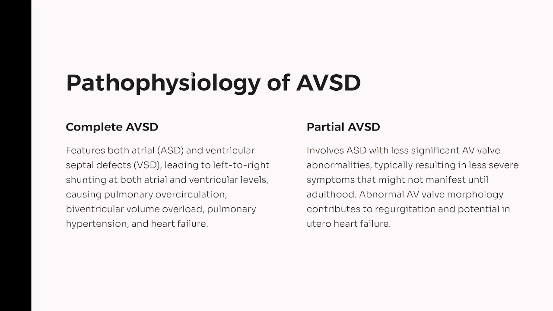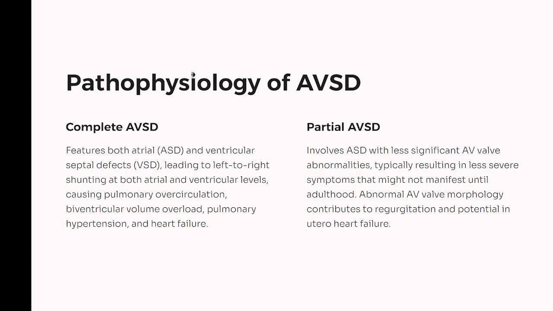Pathophysiology: complete AVSD features both atrial septal defect, ASD, and ventricular septal defects, VSD, leading to left-to-right shunting at both atrial and ventricular levels, causing pulmonary overcirculation, biventricular volume overload, pulmonary hypertension, and heart failure. Partial AVSD involves ASD with less significant AV valve abnormalities, typically resulting in less severe symptoms that might not manifest until adulthood. Abnormal AV valve morphology contributes to regurgitation and potential in utero heart failure.